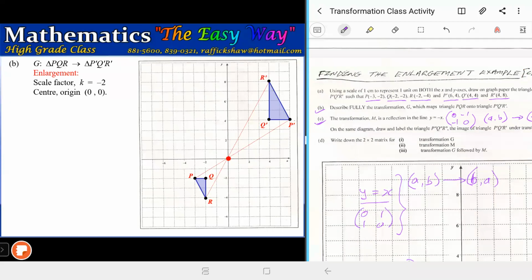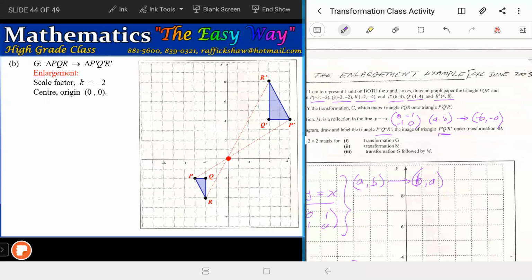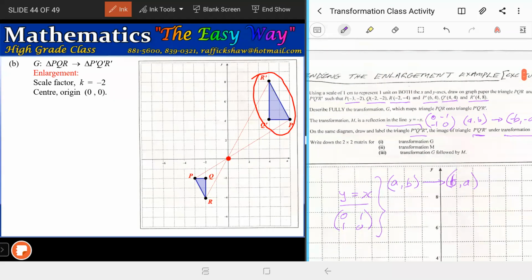Right? It says what they want us to do. They say on the diagram, draw and label P double prime, Q double prime, R double prime, the image of PQR. So we're going to reflect this one now over here. Look back over here. They want us to reflect this one in the line y equals minus x, under transformation M. Transformation M is a reflection in the line y equals minus x.